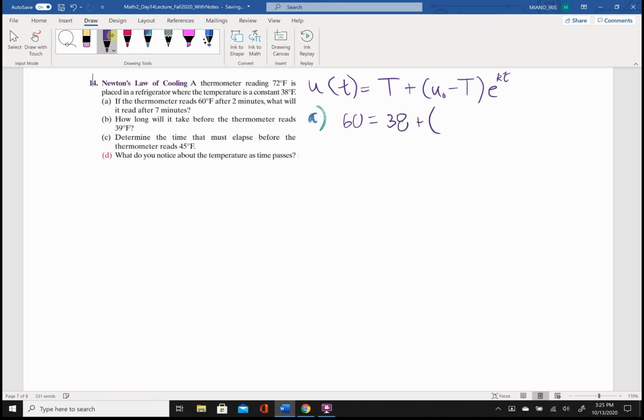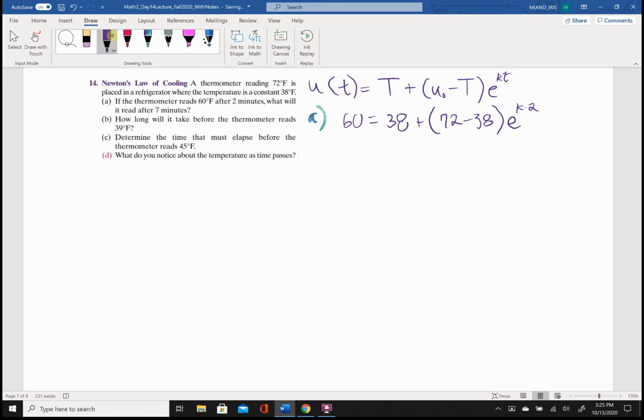And the initial heated temperature was 72 degrees. So 72 goes for the U sub naught minus 38 degrees, which again was the surrounding temperature. And we have e to the, we don't know the value of k, that's exactly what we're trying to calculate here, the rate of cooling. And we know that it's going to be 2 minutes time. That's going to be our scenario here that we're entertaining for part A.